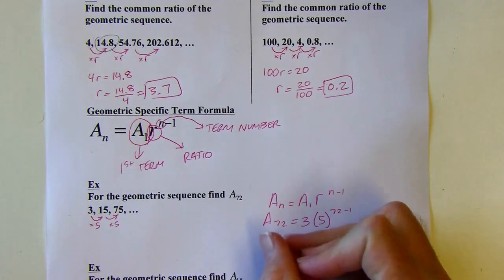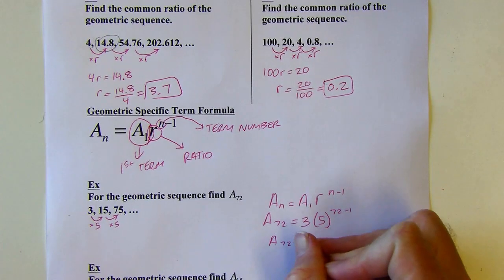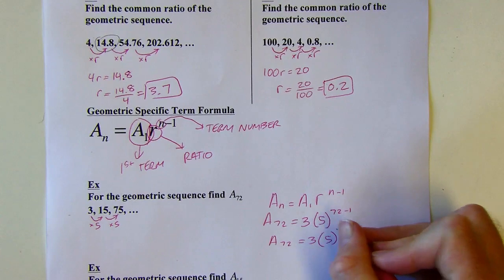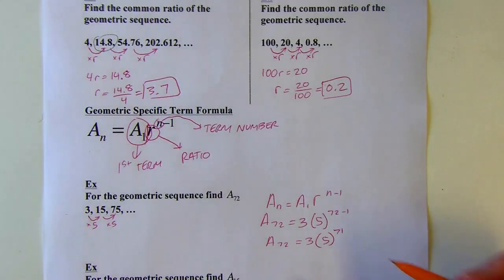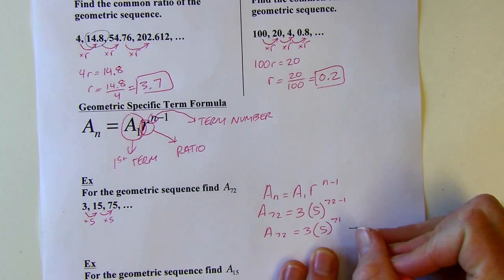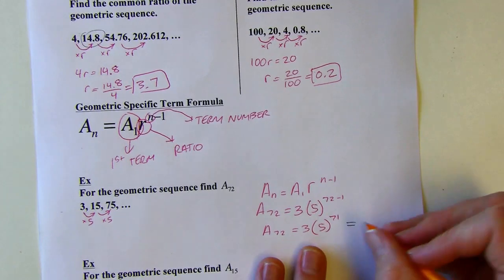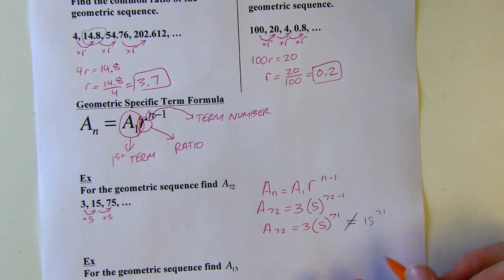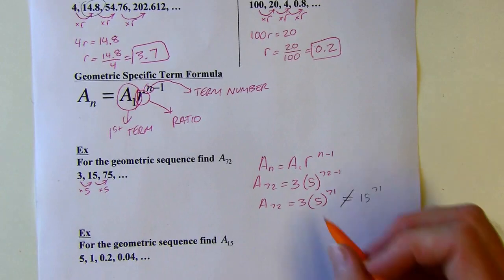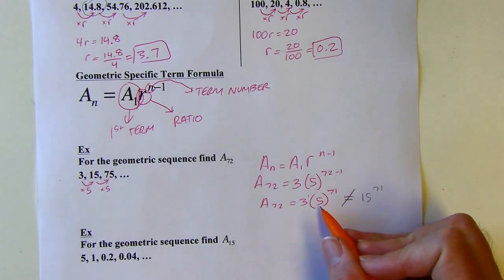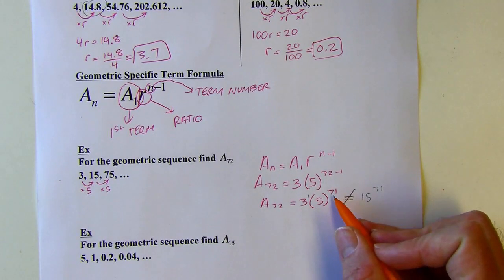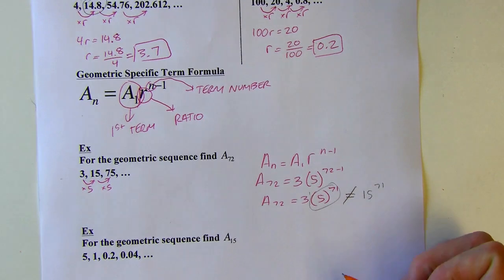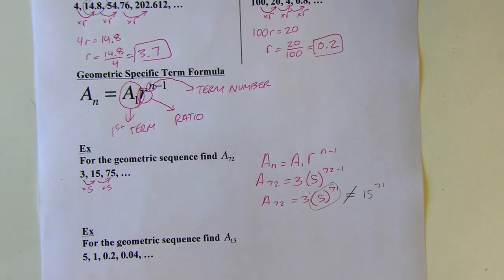Okay, so simplifying this, the first thing I want to do is simplify the exponent. The common mistake that gets made here is that people will say this is going to be 15 to the 71st. Well, no, it's not. This is incorrect. That is the common mistake, because this is really 3 to the 1st times 5 to the 71st. So I have to simplify 5 to the 71st, then multiply by 3, okay?